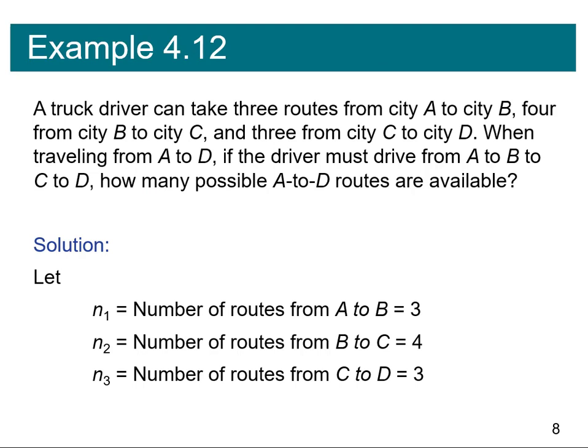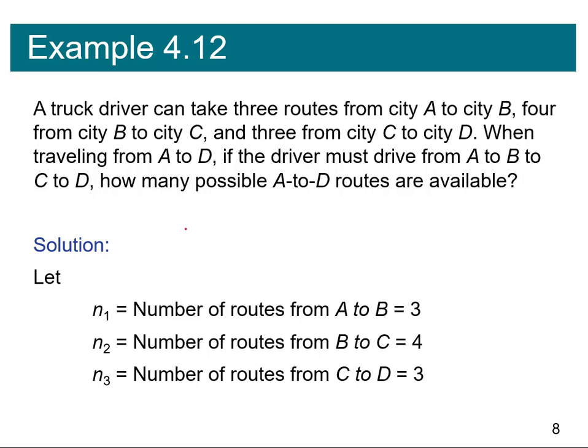So here's an example of that. A truck driver can take 3 routes from city A to B, 4 routes from city B to C, and 3 from city C to D. When traveling from A to D, if the driver must drive from A to B, and then from B to C, and then from C to D, how many possible A to D routes are available?